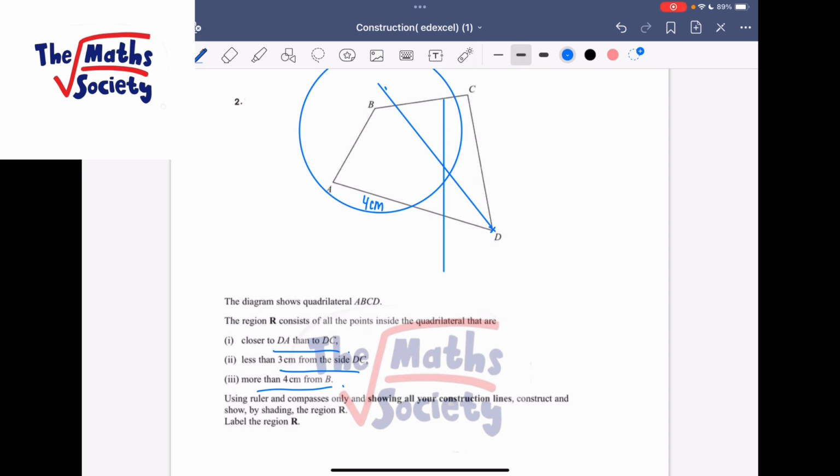So this is 4 centimeters. So that would be more than this 4 centimeters from this side. This one has to be less than. So basically here this way you go a bit more than 3. So here this is the one that is less than 3 centimeters. Closer to DA, closer to this side than DC. So which basically is going to be this small region, and you just label it R.